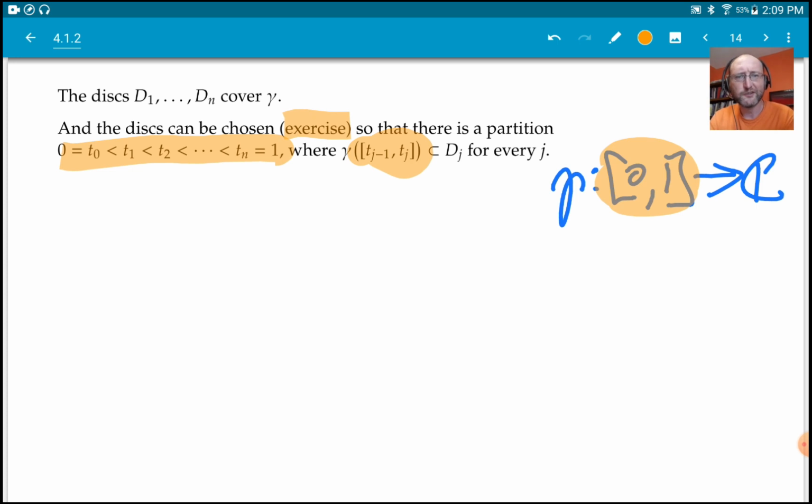So that if you go from t_{j-1} to t_j, you're in the jth disk. If you start from t0 to t1, you're in the first disk. Then from t1 to t2, you're in the second disk, and so on. And there are only finitely many of these subintervals, and we can do this because it's compact.